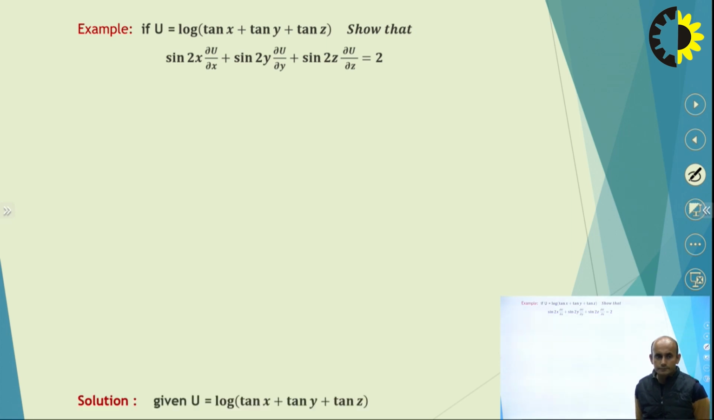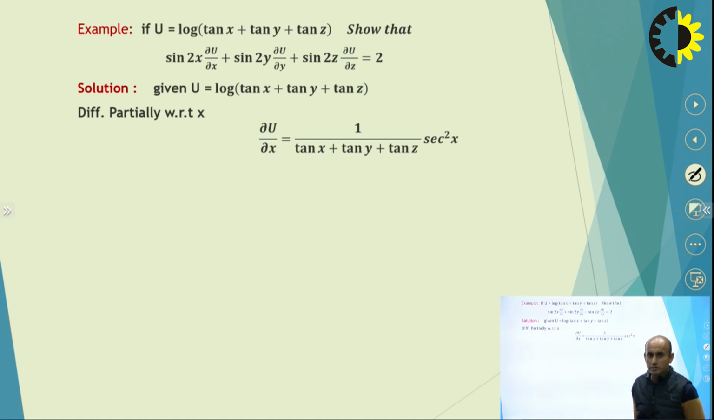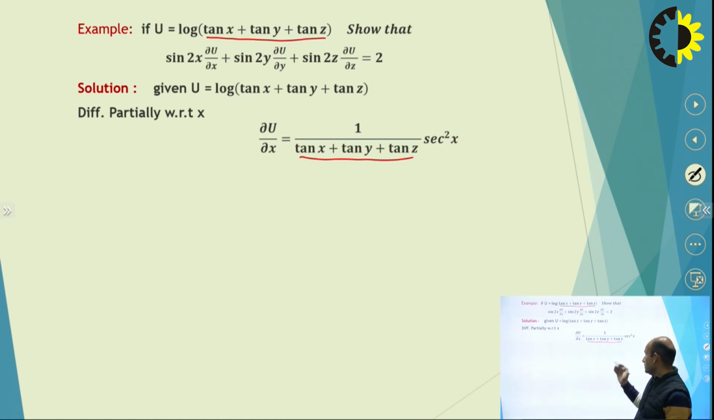So here y and z will be constant. So first we have to differentiate partially with respect to x. If we are differentiating this function with respect to x partially, as we know, the differentiation of log x is 1 upon x. So differentiation of this whole function will be 1 upon tan x plus tan y plus tan z. And then again differentiation of this function is sec square x, since if we are differentiating this whole function, then y and z functions will be treated as constant here. So we get sec square x.